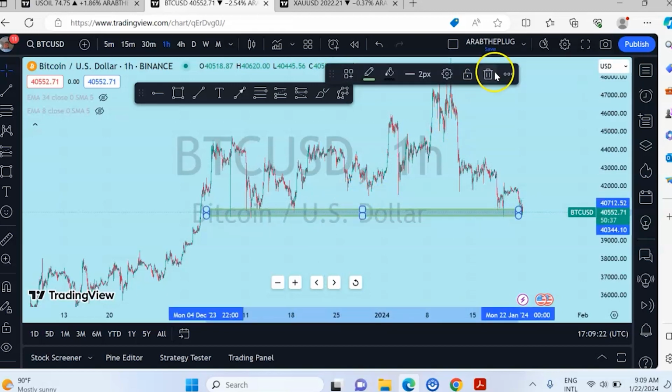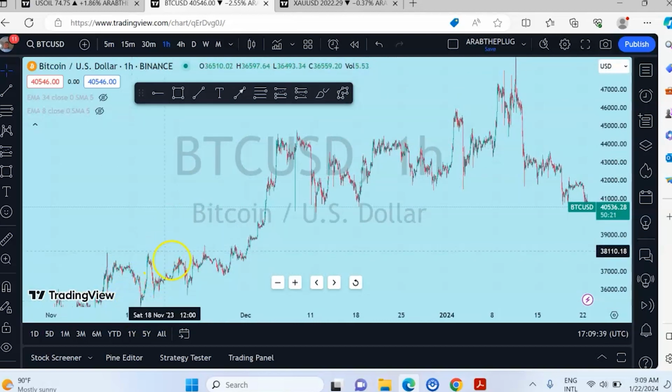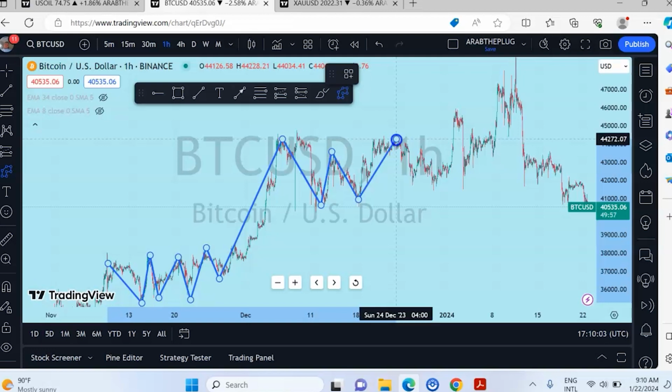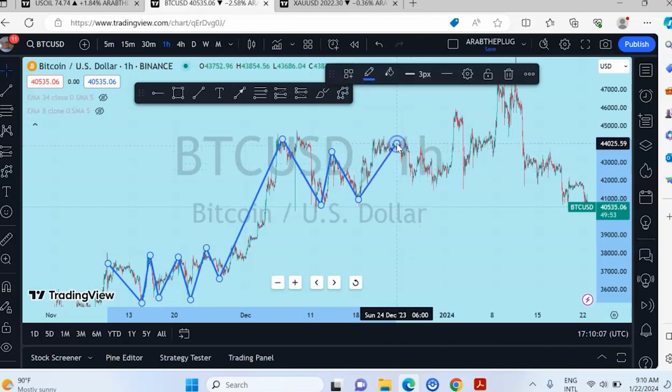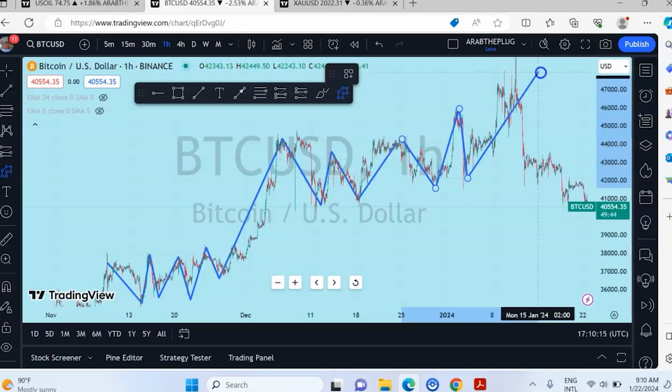Let me get rid of this line. When you look at this Bitcoin market on a 1 hour time frame, you will see the market coming from this place, come up, come back down again, up again. Let me use one of my tools. You see the market came down here, came up again, then down, then up, then down, then up, then down, then up again, then here, right here, then here. So I hope you are following. Let me pick this up again. Then the market came down here, came up, down, up, down, and it continued like that.